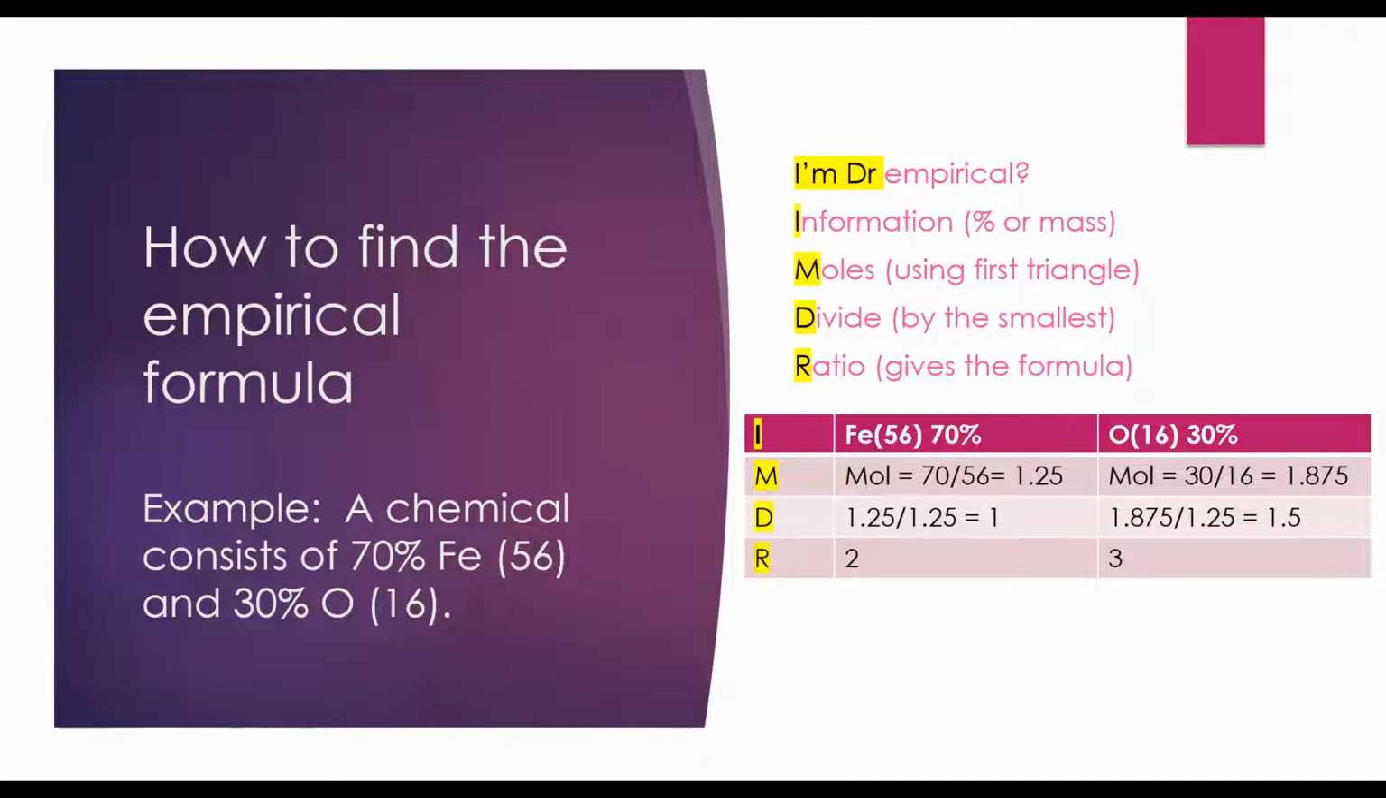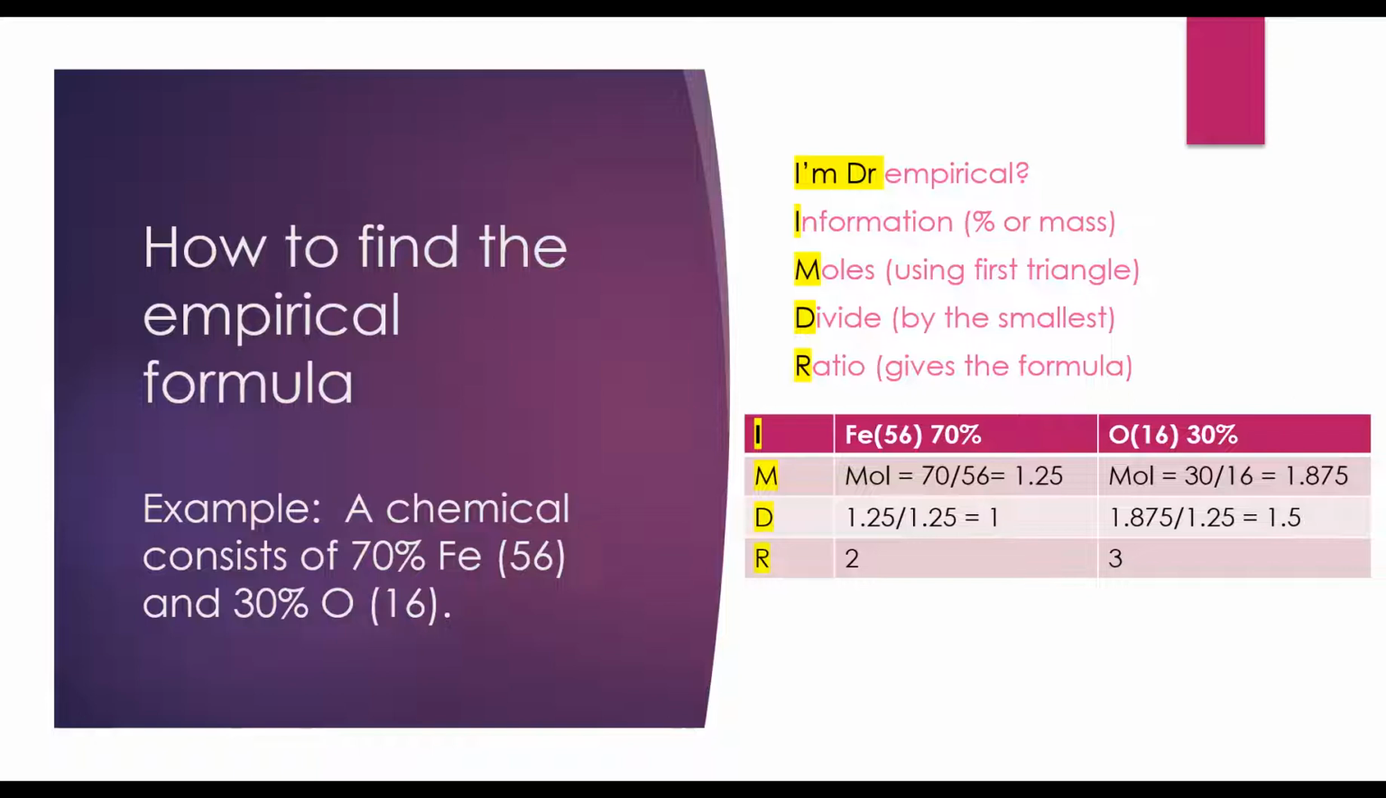So we pretend the percent is grams. Remember moles, RAM underground. So if I want the moles, it's grams over the RAM. 70 over 56 is 1.25, and 30 over 16 is 1.875. Then I divide by the smallest. So I divide them both by 1.25, so that the Fe becomes 1 and the O becomes 1.5.